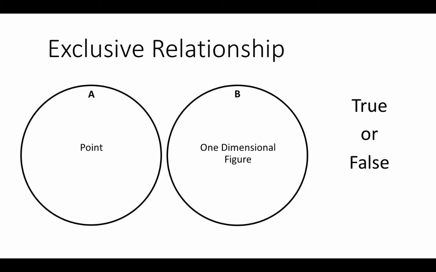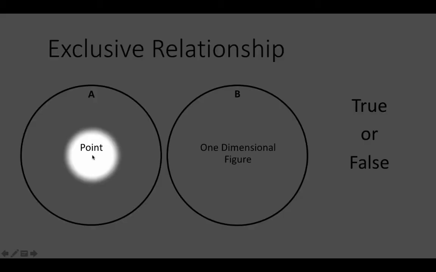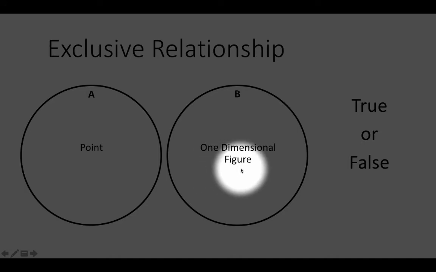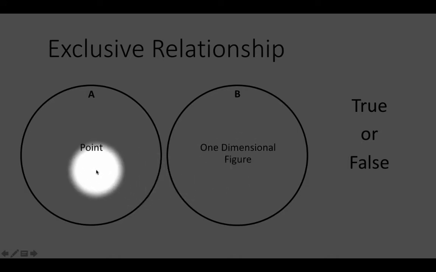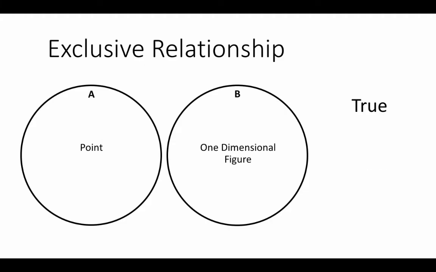How about the relationship between a point and a one-dimensional figure? If you are a point, can you also be a one-dimensional figure? We know that points are zero-dimensional figures. A point has no direction. So if you are a point, you are excluded from being a one-dimensional figure. If you are a one-dimensional figure, you are excluded from being a point. So this is an exclusive relationship.